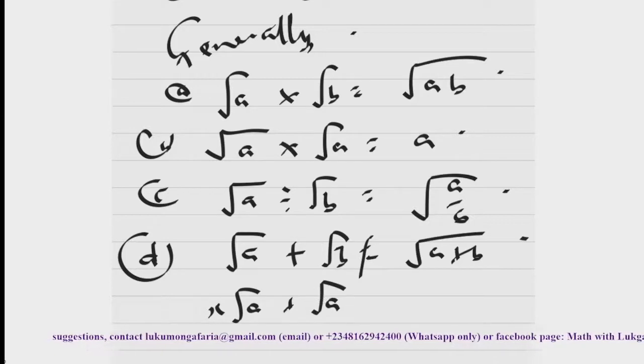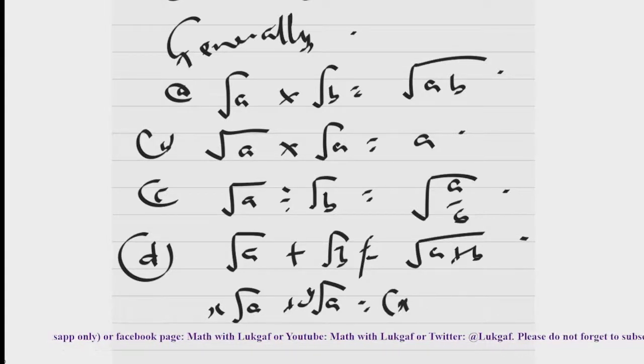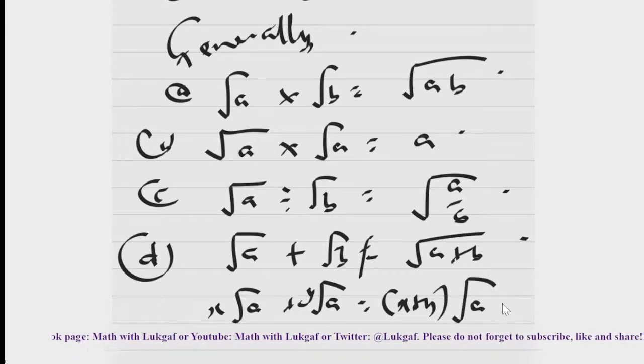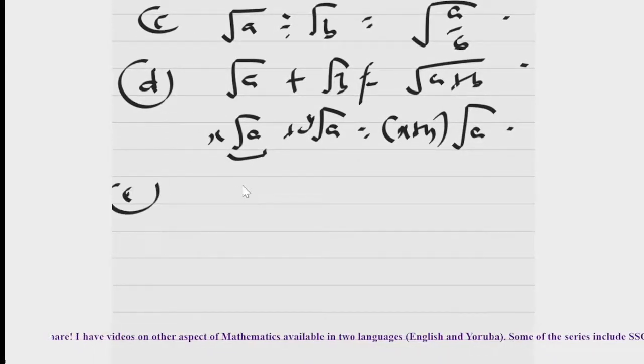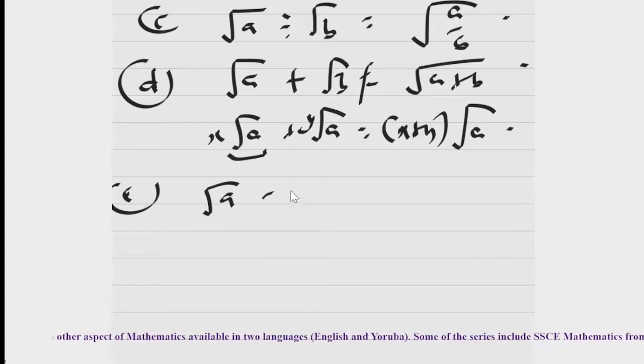When you're having the same radical, x root a plus y root a is going to give me x plus y root a. You just add the coefficients and keep the radical. That is x pen plus y pen. Just think of this radical as an entity. You understand now?